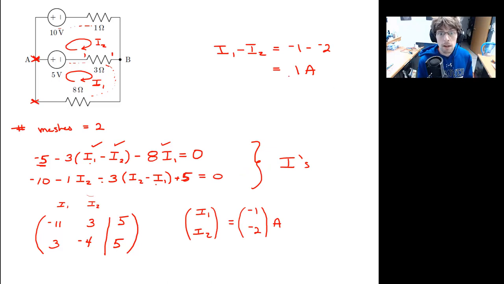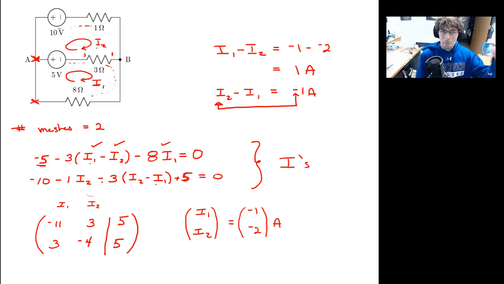Notice that we have a positive value, which means that the current in that branch that's shared between the two meshes is moving in the direction of mesh current I1. If we had decided instead to do I2 minus I1, you would have ended up with a negative 1 amp, which means that whichever direction mesh current I2 is going, the current in the shared branch is going in the opposite direction. So I2 was going to the left. The negative sign means that the current in the shared branch is going to the right.